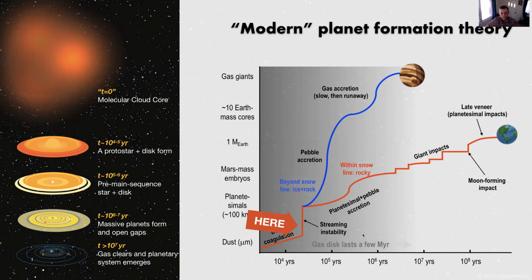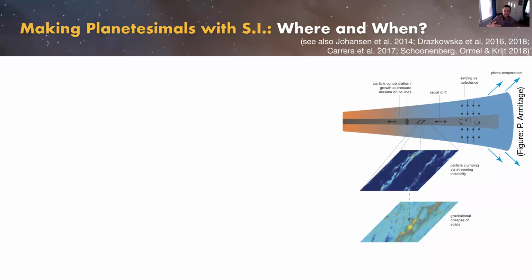So taking a step back, before you can form planets, and after you have formed your pebbles, you need to first form planetesimal size bodies, right? Objects of like 100 kilometers in size. And the preferred method now is the streaming instability that Andrew discovered and worked hard to describe well.